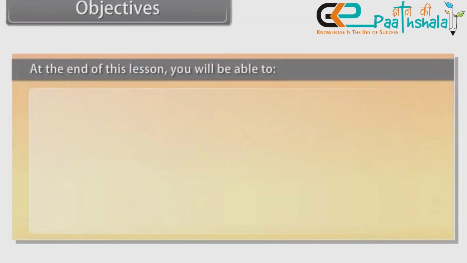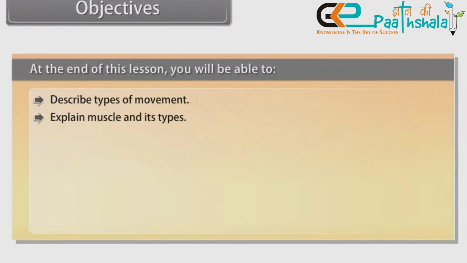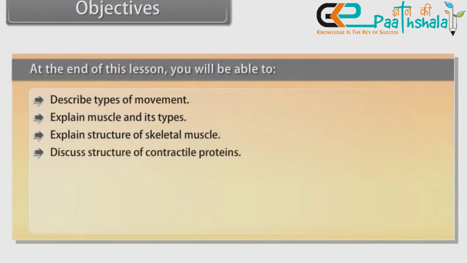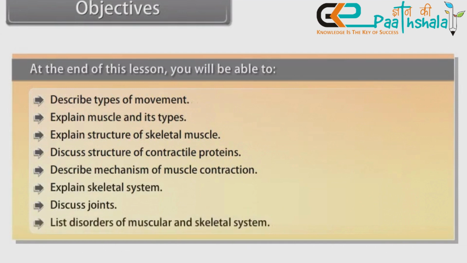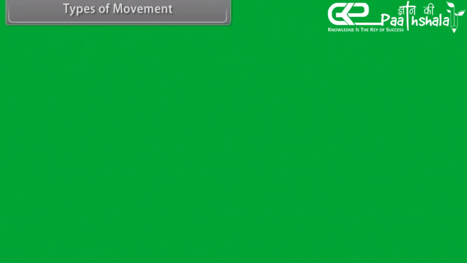At the end of this lesson, you will be able to describe types of movement, explain muscle and its types, explain structure of skeletal muscles, discuss structure of contractile proteins, describe mechanism of muscle contraction, explain skeletal system, discuss joints, list disorders of muscular and skeletal systems of movement.